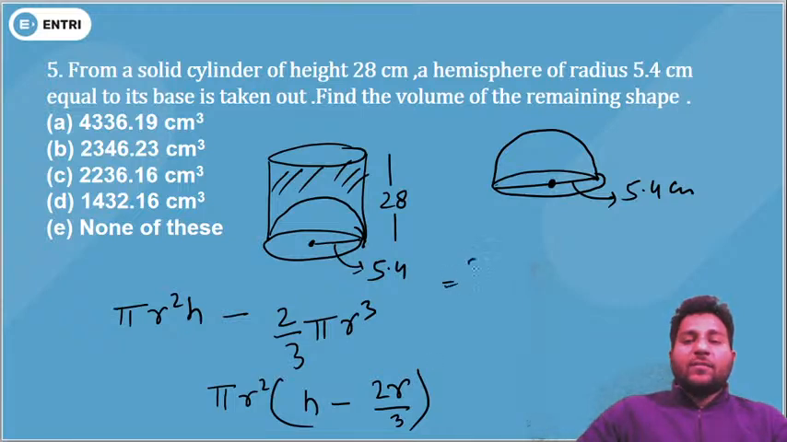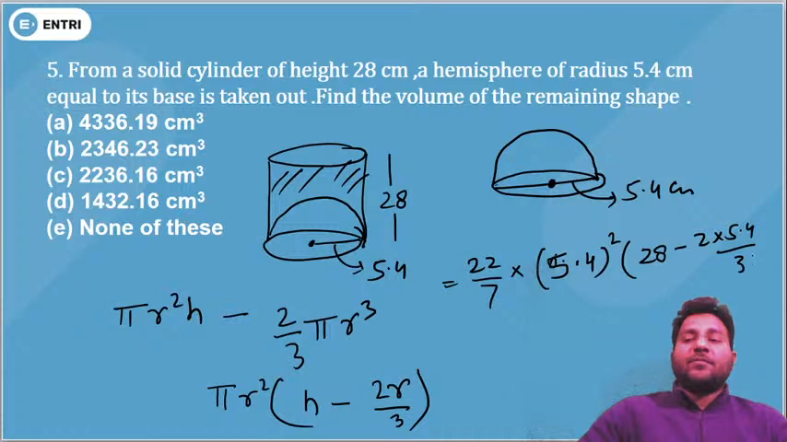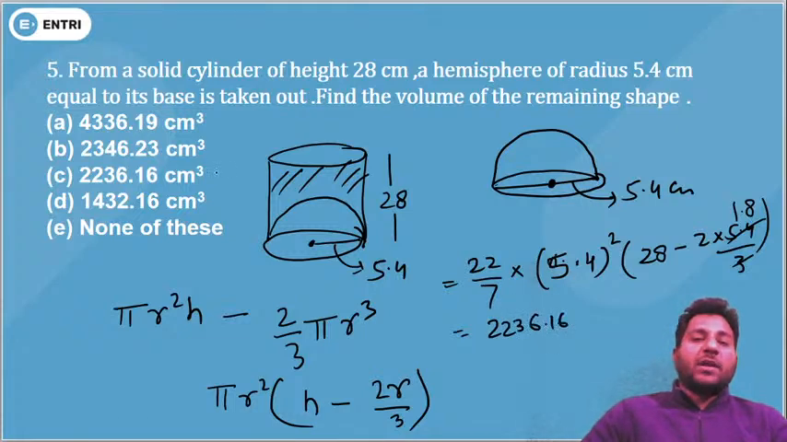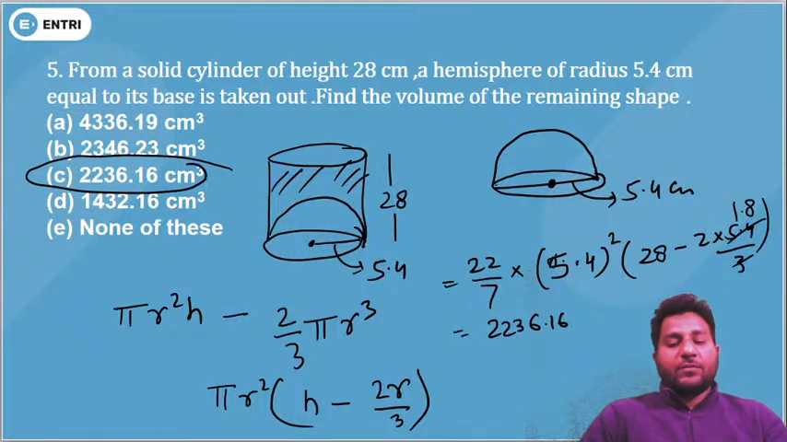When you solve, just put the value here, the value of 5.4 square, and h is what? h is nothing but 28 minus 2 into 5.4 by 3. So clearly it will go 1.8 times and multiply with this. When you solve the whole value, you will find out the answer as 2236.16. Okay, it was a calculative one, so I have mentioned the answer for you.